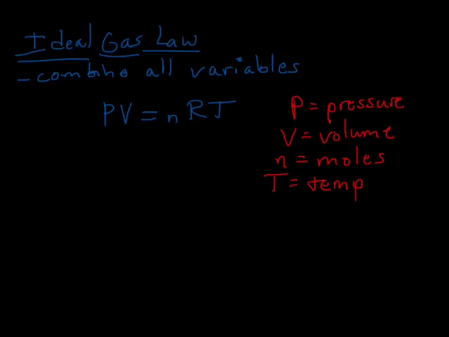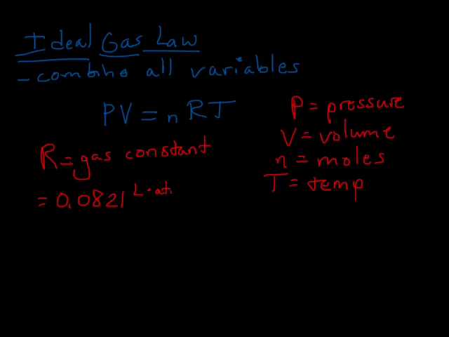And of course, R represents our gas constant. Okay, and this one you do want to watch out for. The gas constant can actually come in a few different forms. One of the forms is 0.0821. This is the gas constant I generally try to use the most, mainly because of its unit. The units for this constant are liters atmosphere over moles times kelvins.